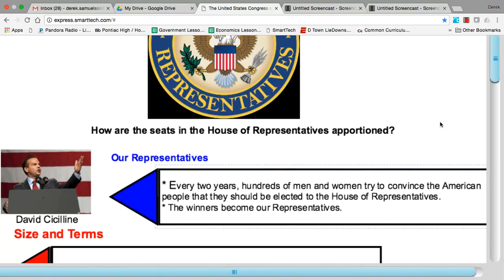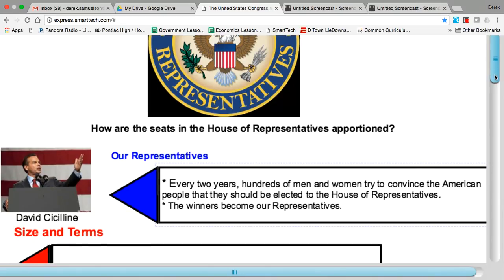Every 2 years, that is once every term, hundreds of men and women try to convince American people that they should be elected to the House of Representatives. It happens every 2 years. It's not like the presidential elections where it's just once every 4. Every 2 years, in between that, there's another election. And these are for members of the House of Representatives. The winners of this become our representatives, become our members of the House in our federal government.